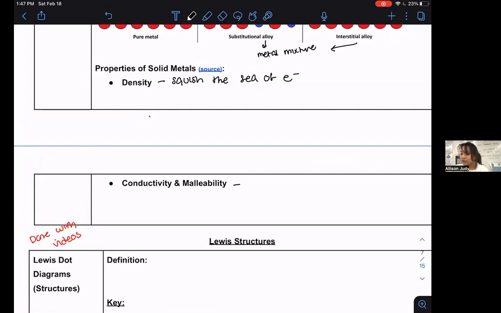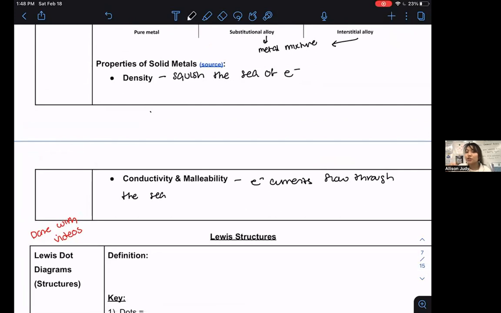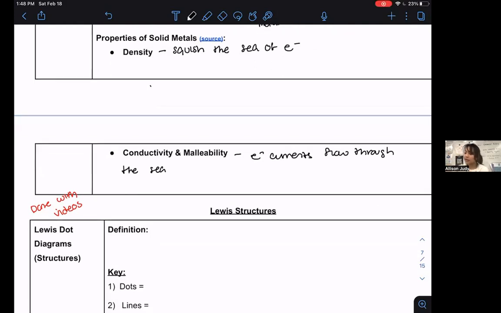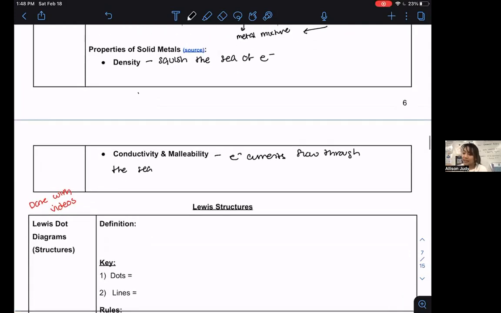But you also see why it has conductivity. A sea of electrons means that electrical currents flow through the sea. And electrical currents are electrons being shot through. So if you have a sea of electrons and you just shoot more through, they'll just maneuver themselves really quickly through the metal. All right. So that's the end of that.